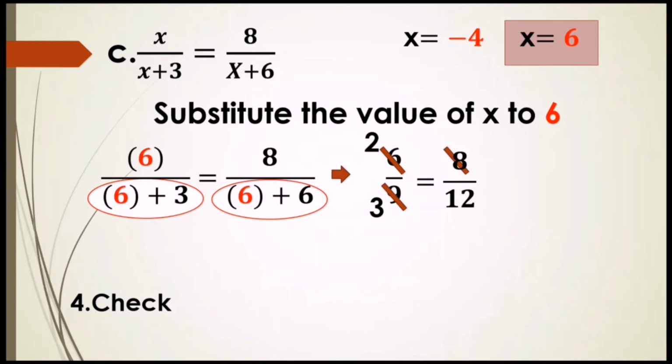And also, we can divide 8 and 12 into 4. Therefore, 8 divided by 4 is equals to 2. Then 12 divided by 4 is equals to 3. That's why our answer is 2 over 3 is equals to 2 over 3.